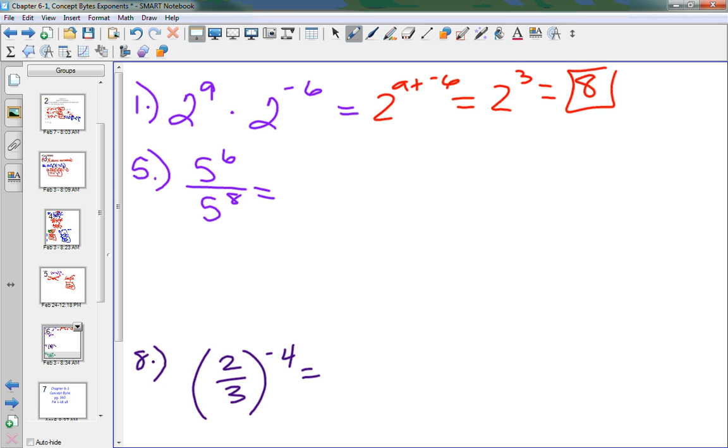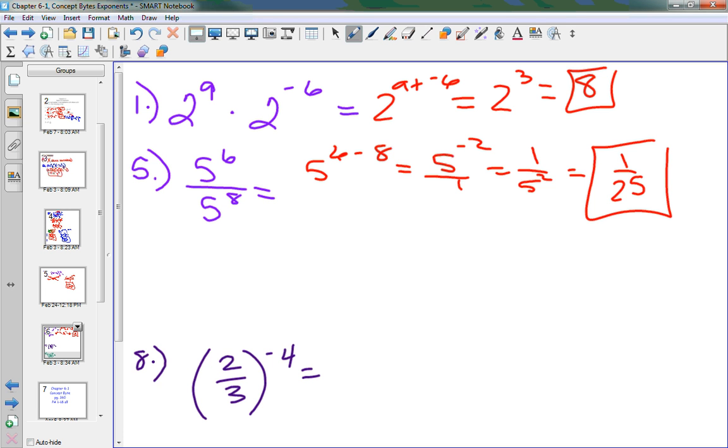Number 5. What do I do here? How are they attached? Bases. Attached by division. What operation are you doing to your exponents? You're subtracting. So I have 5 to 6 minus 8 to give me 5 to the -2. Do we like negative exponents? So what do you do? Put it over 1, and that becomes 1 over 5 squared to give me 1 over 25. Now, if we had these logic skills at the get-go and said, hey, there's 6 up here, so that's gone, and that makes this 5 squared to give you 1 over 25. Could have, right? Could have.